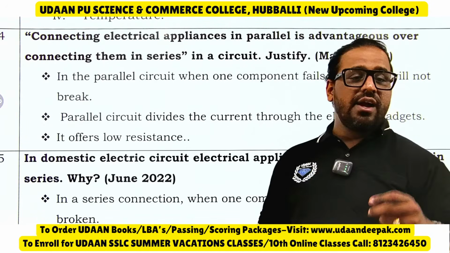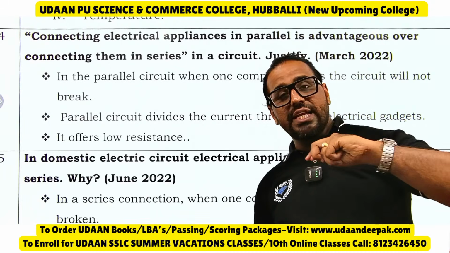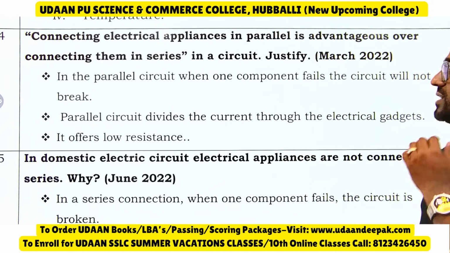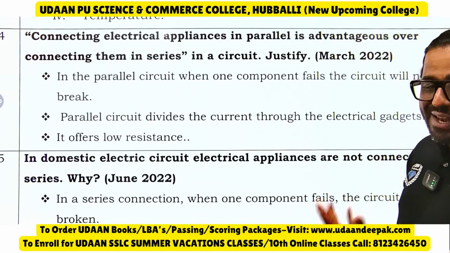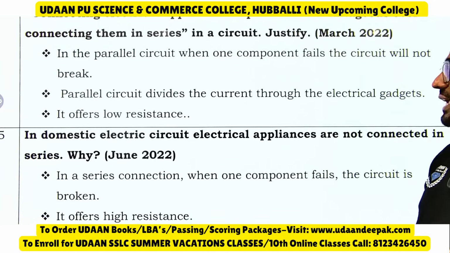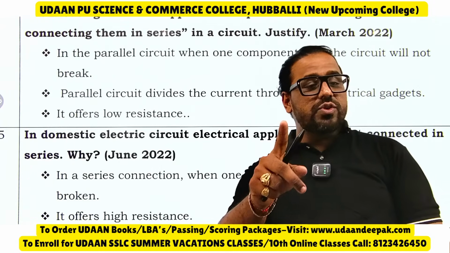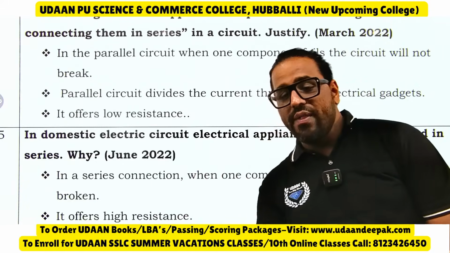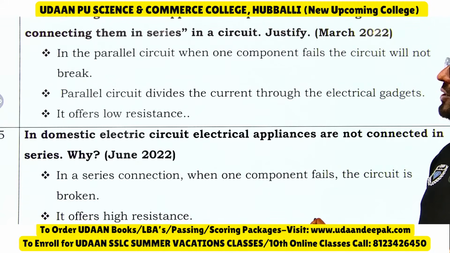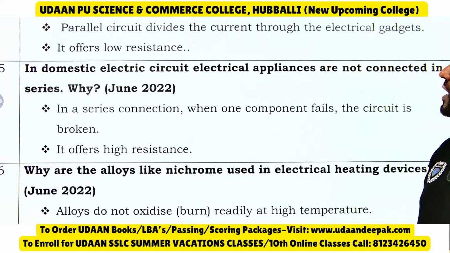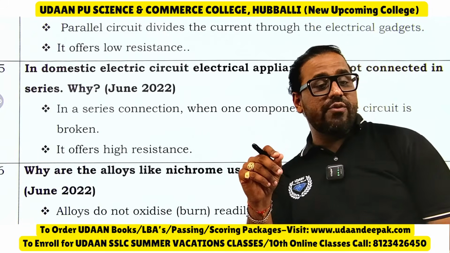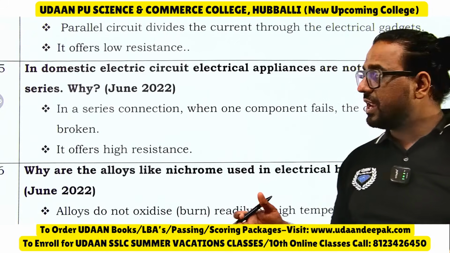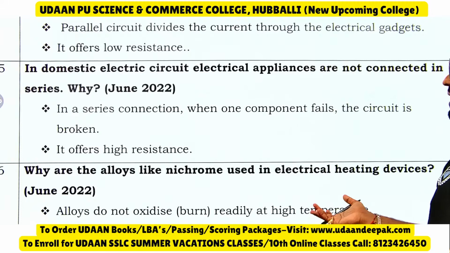Then connecting electrical appliances in parallel is advantageous over connecting them in series. Why? Because in parallel circuit, when one component fails, the circuit will not be broken. Parallel circuit divides the current to electrical gadgets, and parallel circuits offer low resistance. In domestic electric circuit, appliances are not connected in series, because in series if one component fails, then the others will not be working.